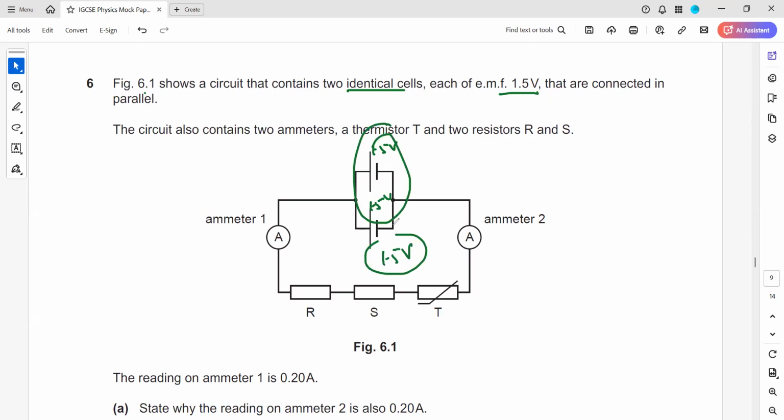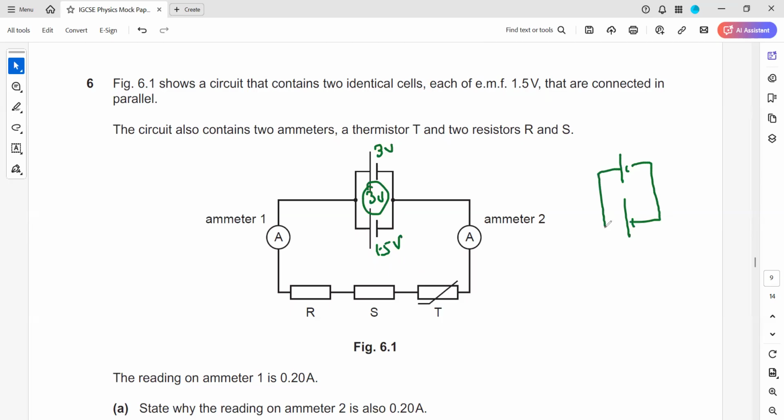When the cells are connected in parallel, the combined is equal to the value of the individual. But let's say, just another example, one of the cells was 1.5 and another one was 3. Then what will be the combined here? The combined will be 3. So when cells are connected in parallel, the combined voltage is equal to the maximum voltage of the individual cells.